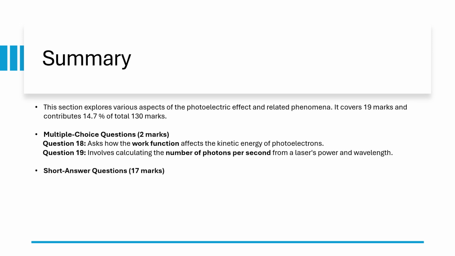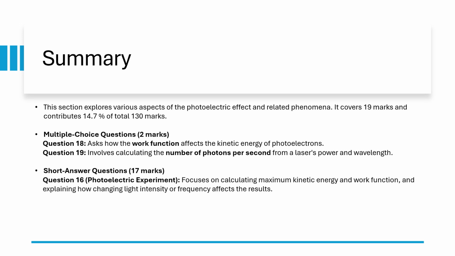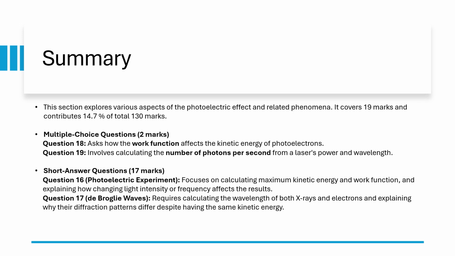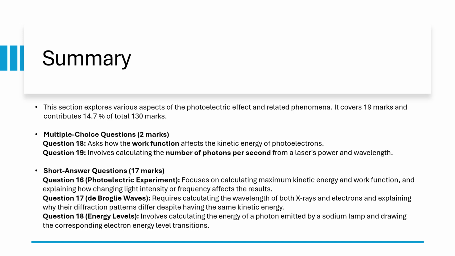Short answer questions, 17 marks. Question 16, Photoelectric experiment, focuses on calculating maximum kinetic energy and work function, and explaining how changing light intensity or frequency affects the results. Question 17, De Broglie waves, requires calculating the wavelength of both X-rays and electrons and explaining why their diffraction patterns differ despite having the same kinetic energy. Question 18, Energy levels, involves calculating the energy of a photon emitted by a sodium lamp and drawing the corresponding electron energy level transitions.